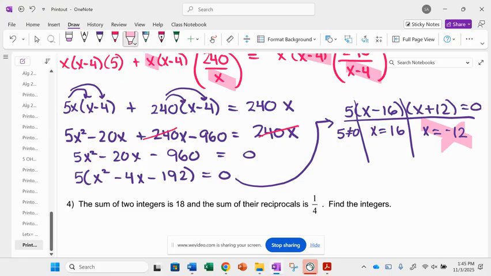What does this 16 represent? The original number of members, right? And we want to know how many members were on the team. Does this represent the number of members on the team? Yes. So we're going to have 16 members.